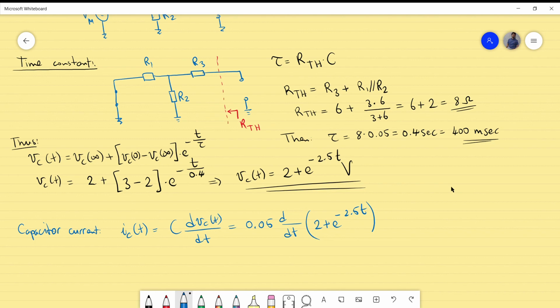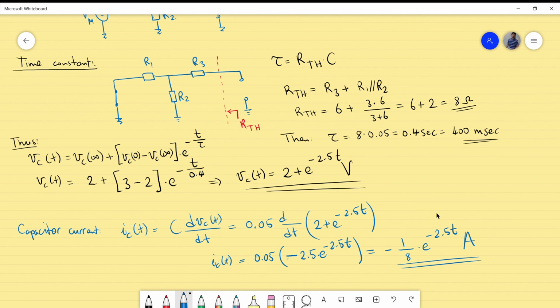Now if you calculate this, we have 0.05. If you take the derivative of the part in the parentheses, then for 2 of course that will be a 0, and it will be minus 2.5 times e to the power minus 2.5 t. So if we simplify this, this will be 1/8 minus 1/8 times e to the power minus 2.5 t, and this will be in amps. And that's the situation for this example.